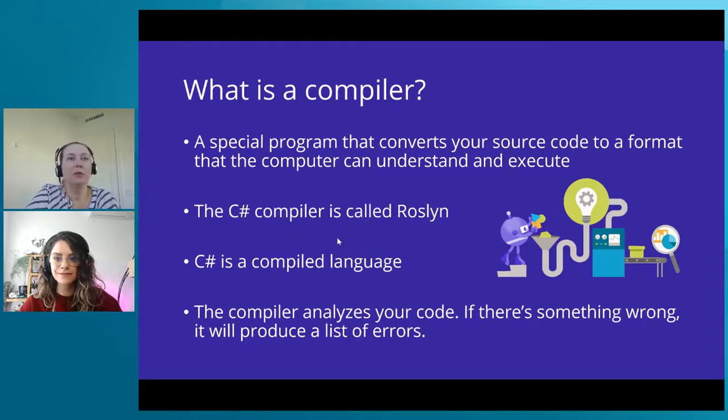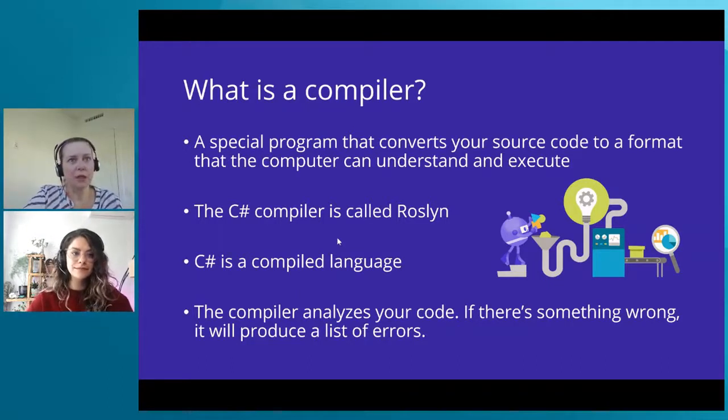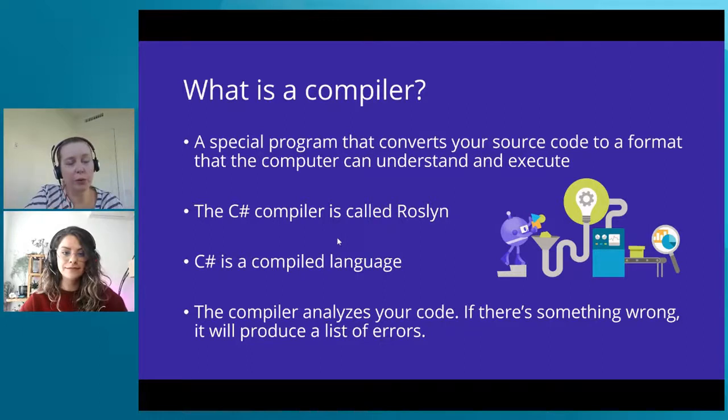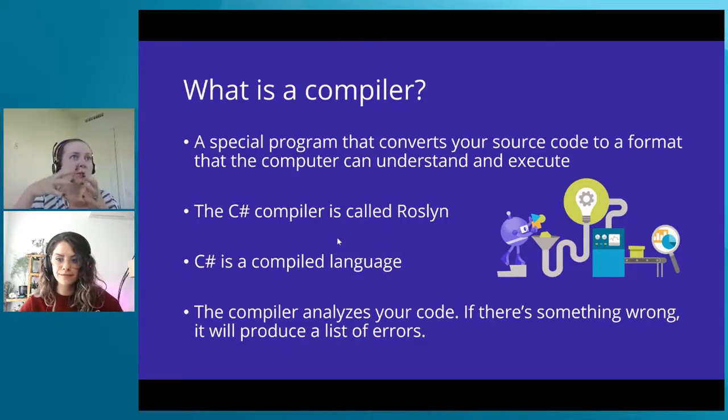The name of the C# compiler is called Roslyn, and Roslyn provides other functionalities beyond the compiler. We say that C# is a compiled language versus interpreted. In the case of C#, you have to write your code, then compile, and then you can run it. There are interpreted languages like Python or JavaScript. They run line by line, and you don't need to compile and produce an executable. The compiler will analyze your code, and as you saw, if there's something wrong, it will produce a list of errors.